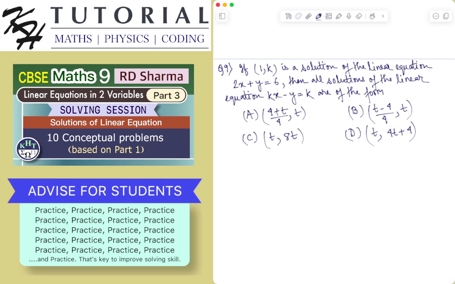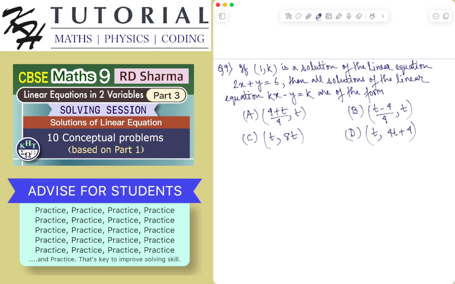If 1 comma k is a solution of the linear equation 2x plus y equals 6, clearly from here we can easily find the value of k. And once we have found the value of k, then from the second given equation, we can again find all the forms of the roots of a given equation. It is a very critical concept that from a given linear equation in two variables x and y, you must be able to create the form of all the roots.